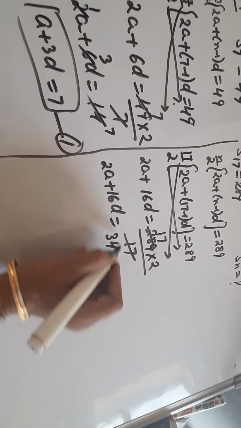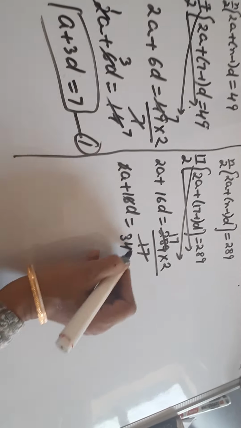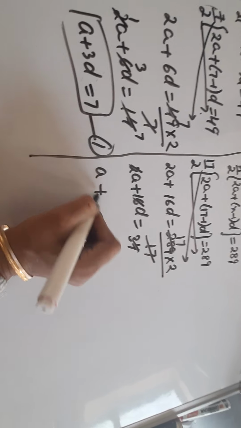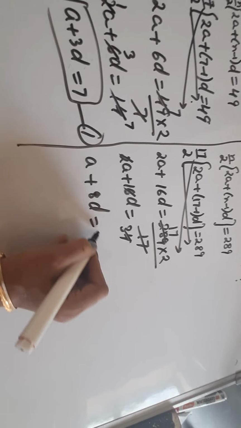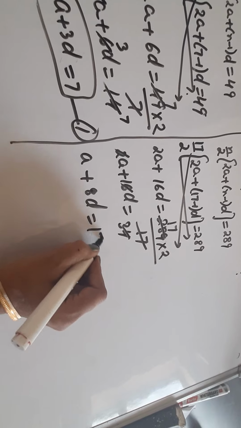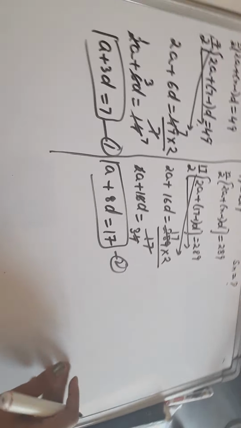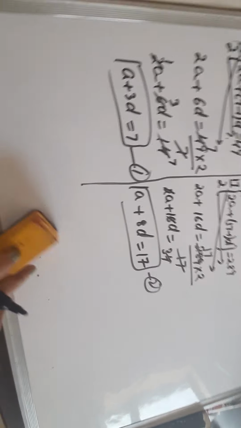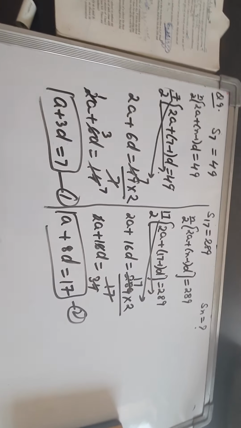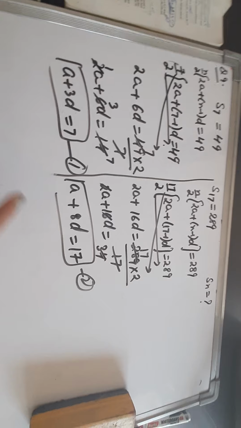But again all these are the multiples of 2. So we can reduce. 2 1s are 2. 2 8s are 16. 2 17s are 34. So this will be our second equation. So now you all know how to solve the two equations. We can solve them by elimination method.